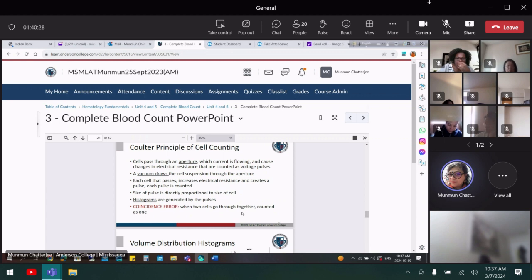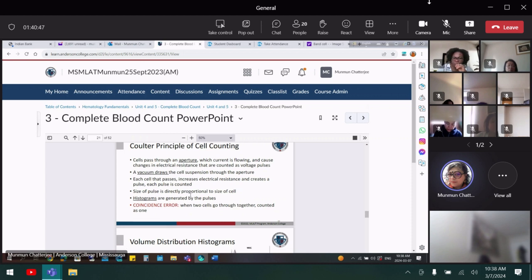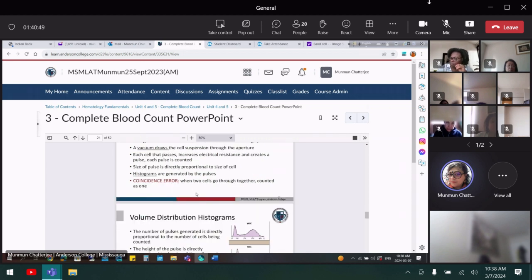And then what is the strength of the pulse? The strength of the pulse is going to tell you the size of the cells. So the pulse counts the number of cells, and these pulses are directly proportional to the size of the cell. How do they represent that? With the histogram generated by the pulse.